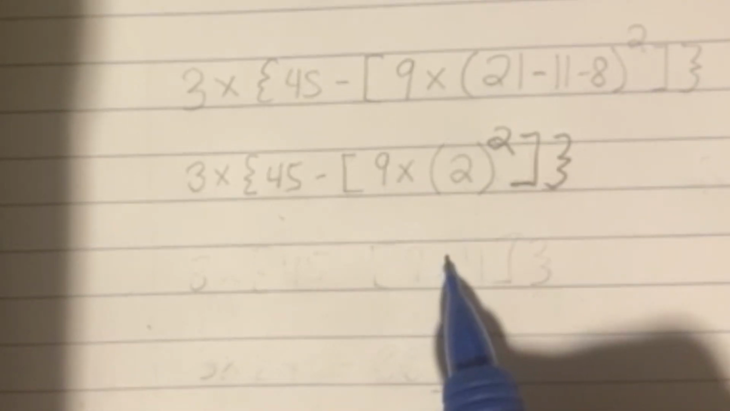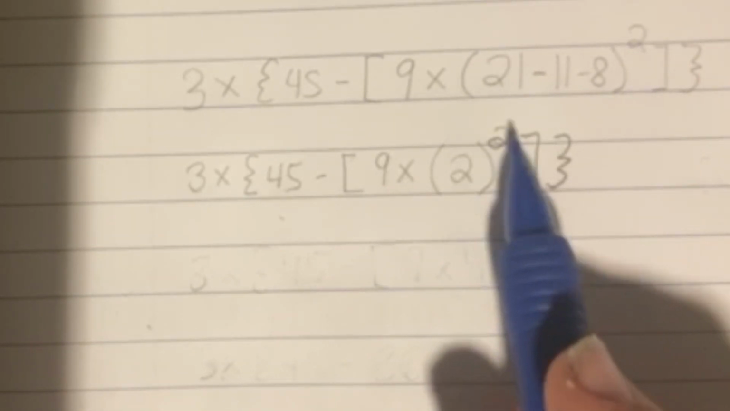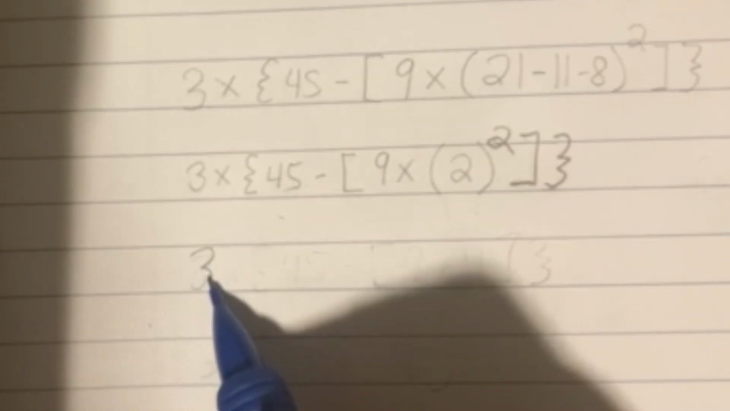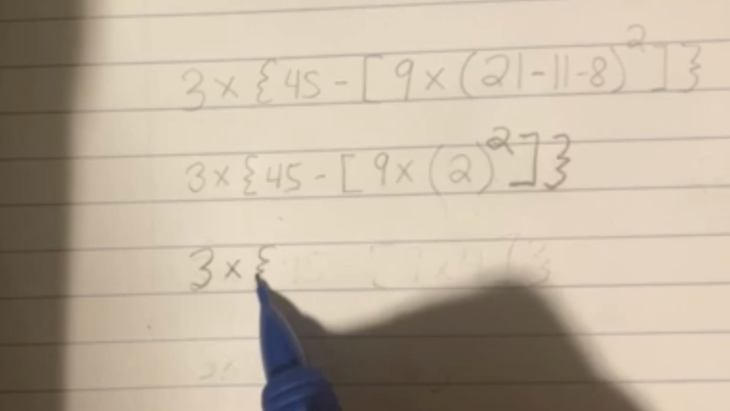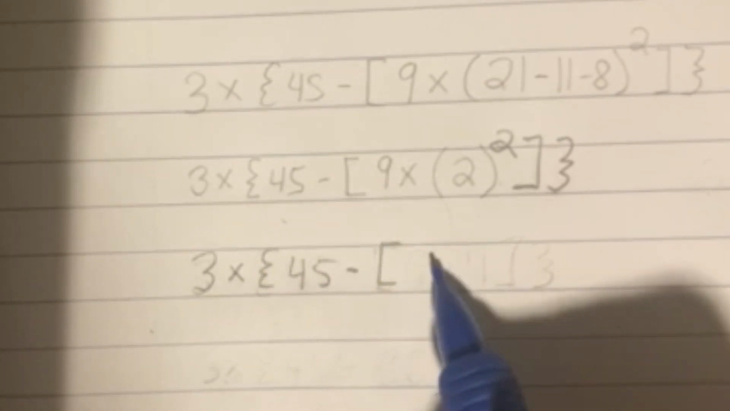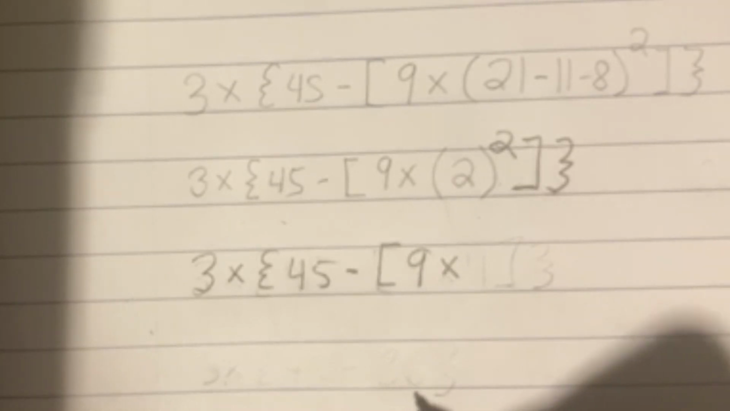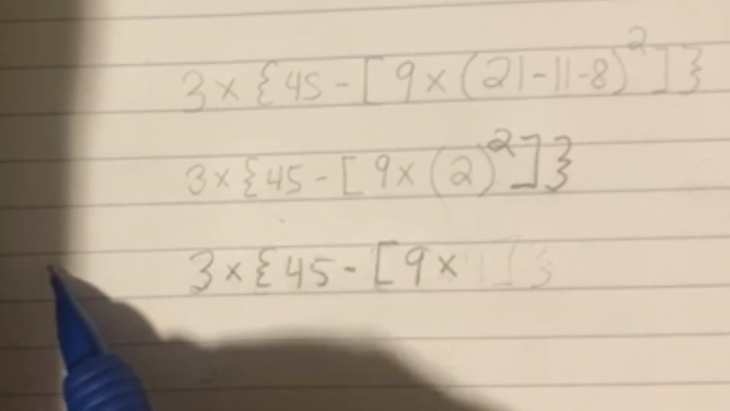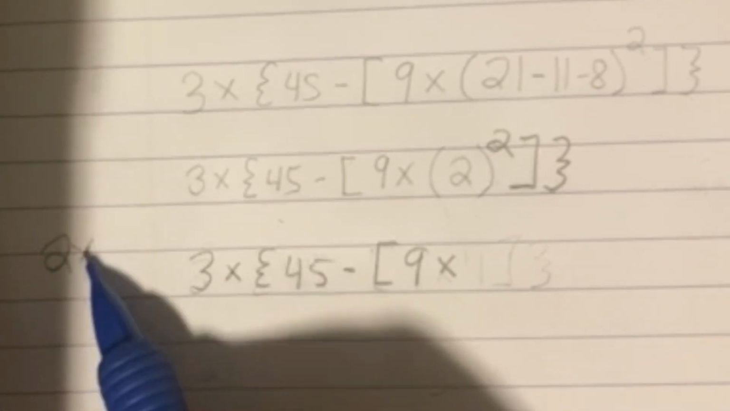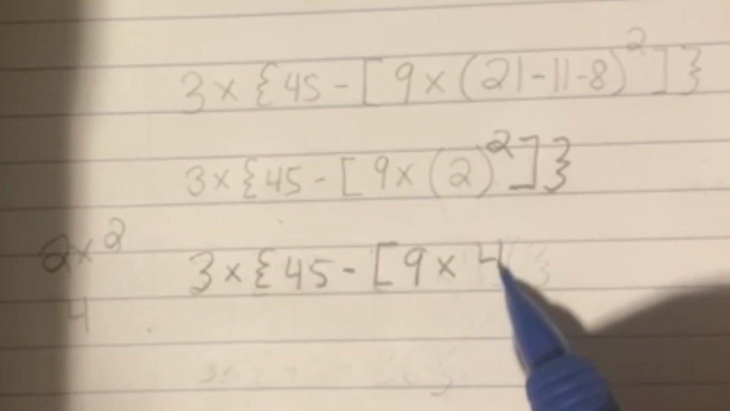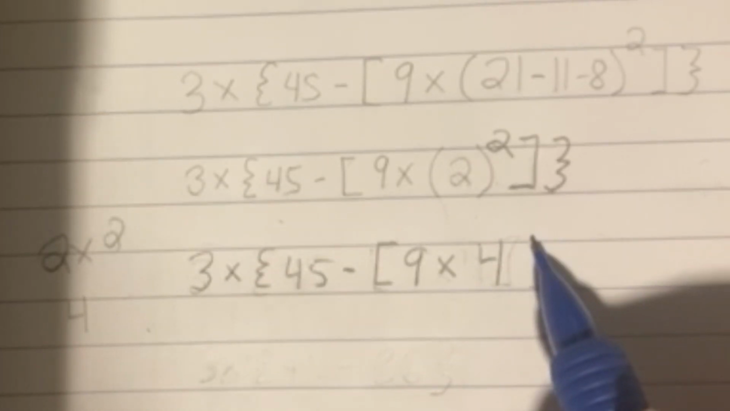Now to our next step. We need to solve what's in our exponent. So we're going to have 3 times open brace 45 minus open bracket 9 times 2 still in parentheses, and we're raising it to the second power. So that's 2 times 2, which is going to be 4. So now we can officially take it out of the parentheses, and we're going to close our bracket, close our brace.